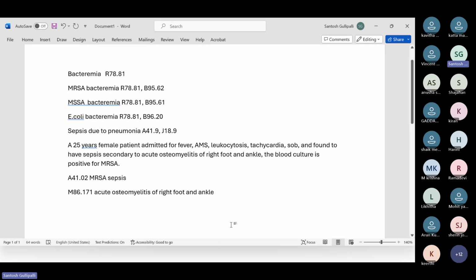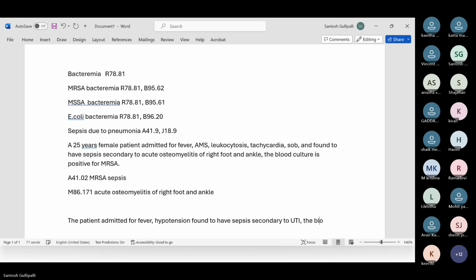The patient admitted for fever, hypotension, found to have sepsis secondary to UTI. The blood culture is positive for E. coli.